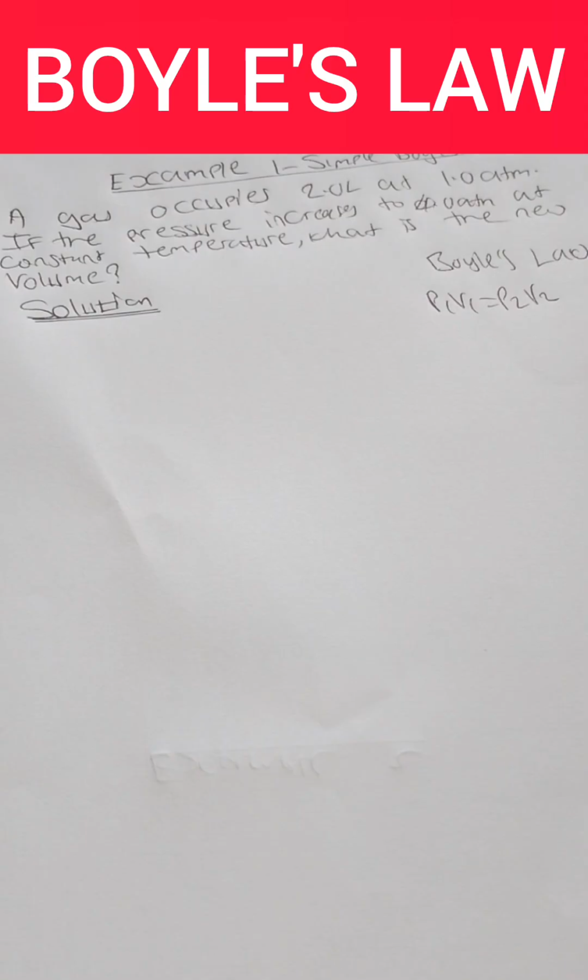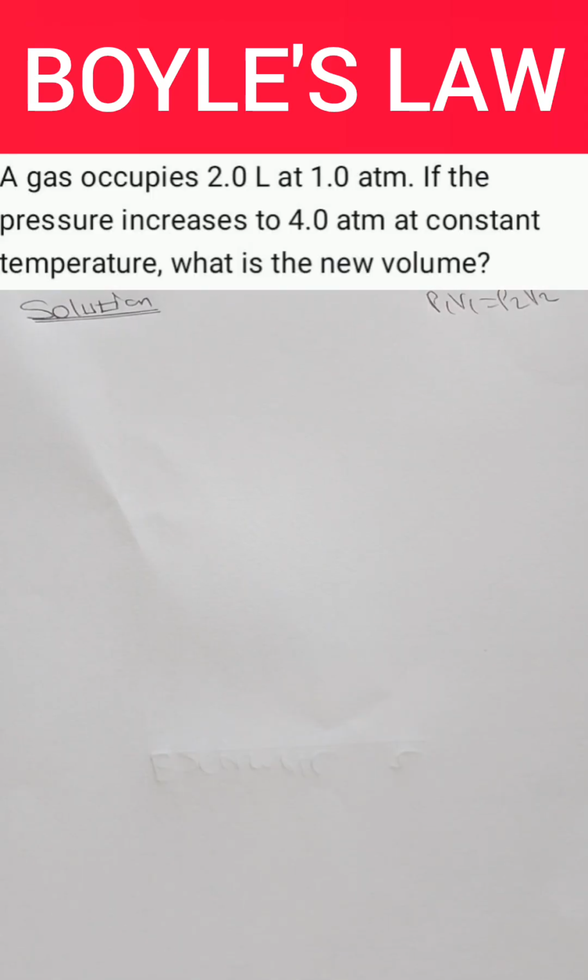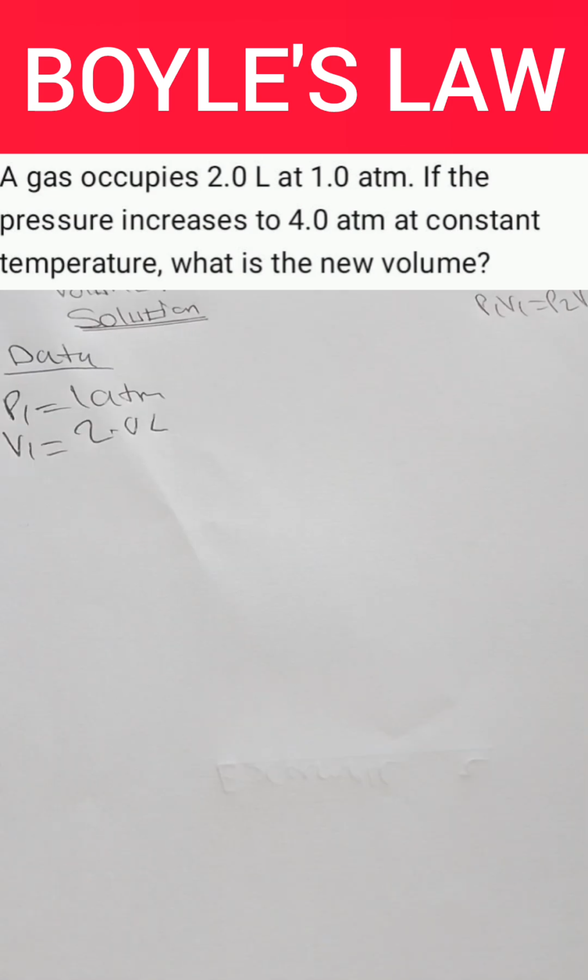So whenever you are asked to find the pressure, you are given the two volumes, and you should be given another pressure also. A gas occupies 2 liters at 1 atm. If the pressure increases to 4 atm at constant temperature, what is the new volume? When you are solving such questions, the first thing you should do is collect the data. What's our data? Pressure 1 is equal to 1 atm, because they say a gas occupies 2 liters at 1 atm. Volume 1 is 2 liters.